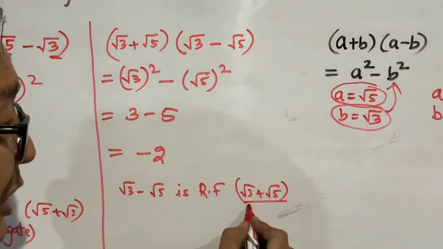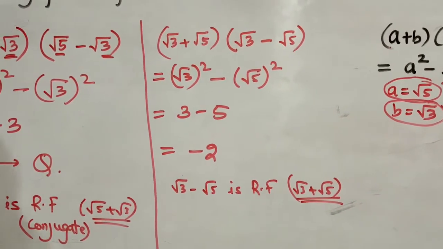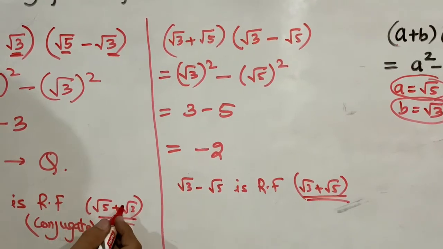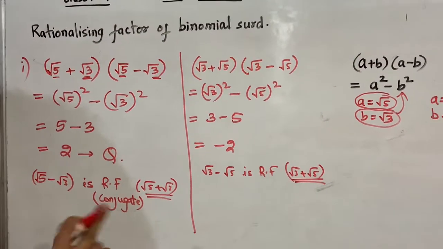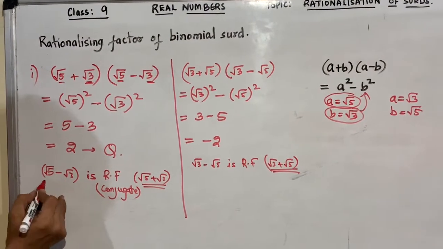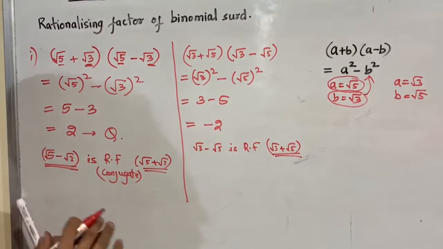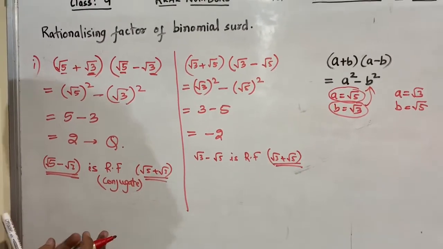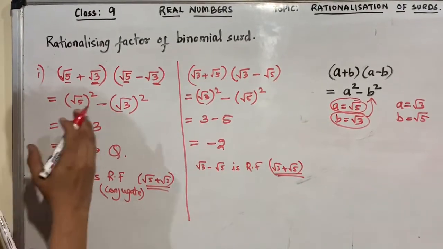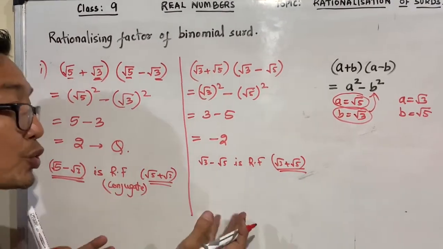Root 3 plus root 5 and root 5 plus root 3 are the same irrational number. Root 5 minus root 3 or root 3 minus root 5, either can be taken. Then the rationalizing factor of an irrational number, you know, is not unique.